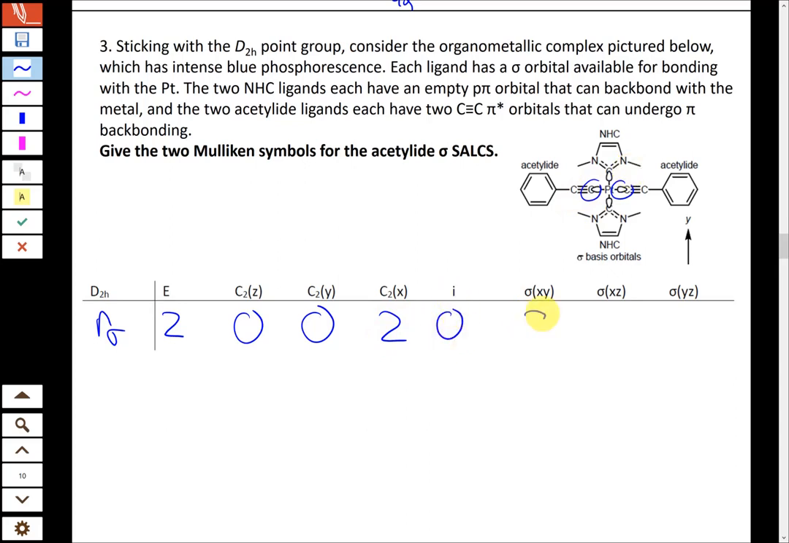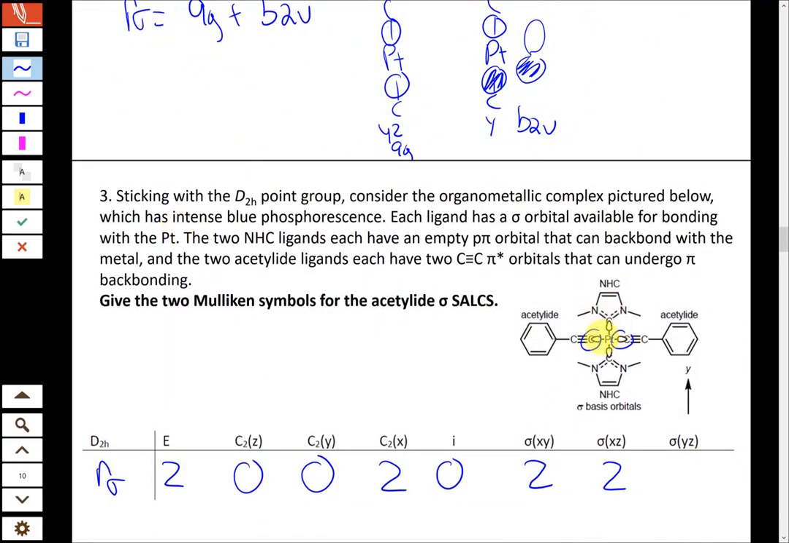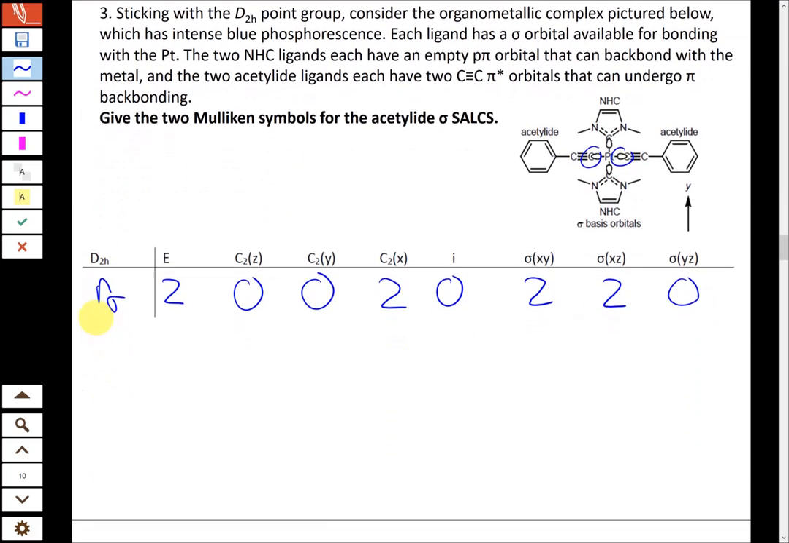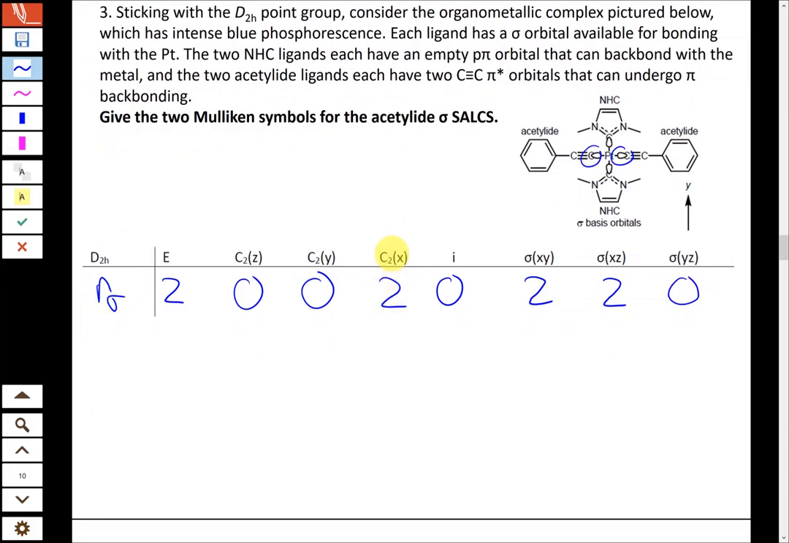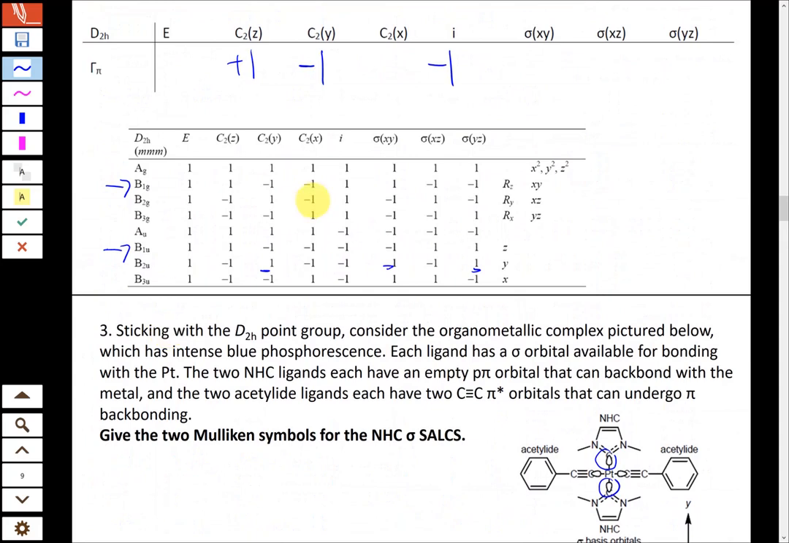They're in the xy plane, so we get a character of 2. And then xz, they're also in the x direction, so we get a character of 2 for that. And then for yz, that's going to reflect them onto each other, so we get a character of 0. So I'm going through this a little bit quickly, but those are the characters that we get. And so now we just need to find the representations that have +1 for x, xy, and xz. That's going to be Ag. And then x, xy, and xz is B3u.